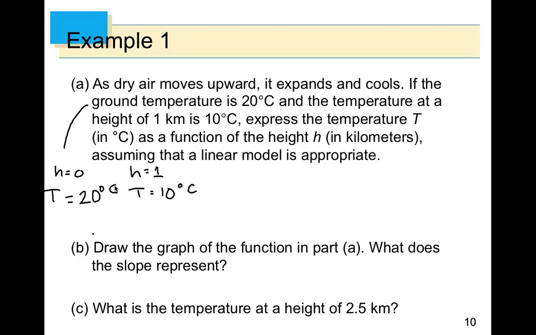Now, what you're also going to do is graph the function that we create in part A, and then we're going to answer the question, what does the slope represent? And then we're also going to figure out the temperature at the specific height of 2.5 kilometers. So let's take a look at the solution of this.